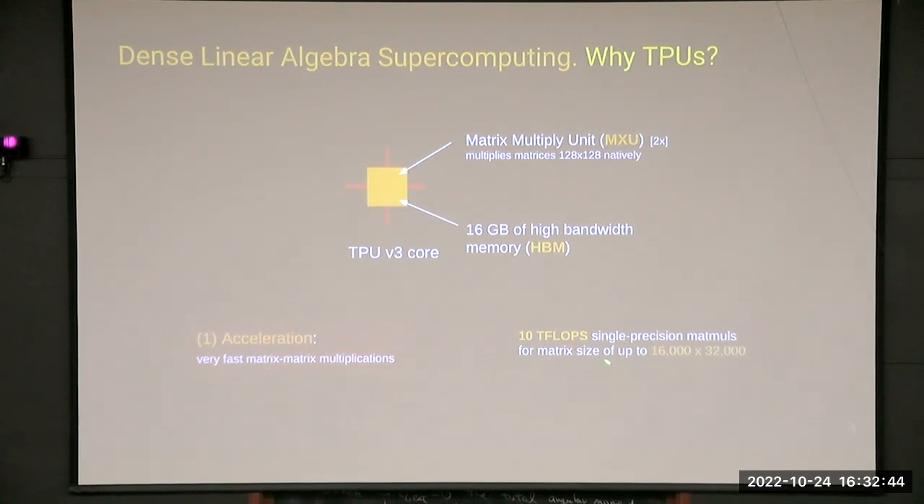For those who know a bit more, we measured 10 teraflops of single precision matmuls on a single core. That's a concrete measure of how fast this is, but don't worry if that doesn't mean anything to you yet. Remember, the small unit, the matrix multiply unit, takes matrices of size 128 times 128, but because of the high bandwidth memory available, you can go to several thousand matrices on each core. So, summary number one: TPUs are good at multiplying matrices. A single TPU core can multiply reasonably large matrices very fast.